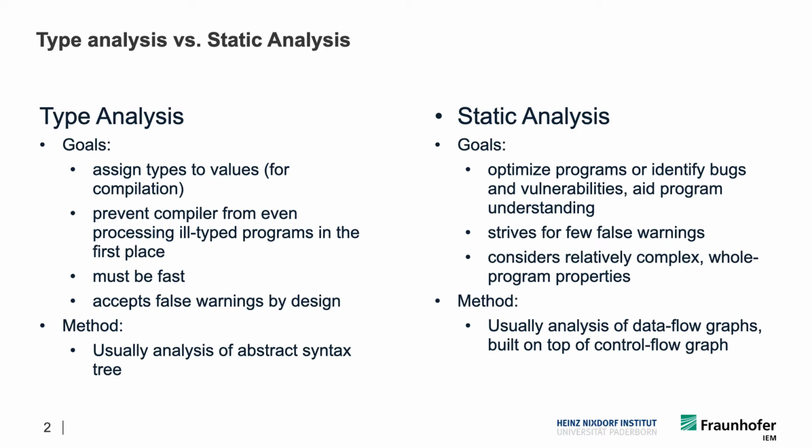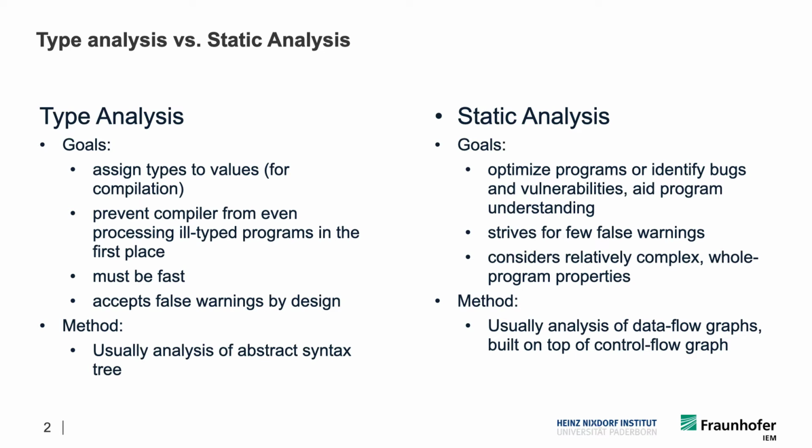Because this is running before compilation, the design goal of type analysis is always that it should be very fast. So it should always execute within milliseconds or seconds in the worst case. As we will talk about in a few slides, this also means that we have to accept some false warnings by design. So type systems are usually designed in a way that they definitely prevent any type errors at compile time, or at least most of them. But they accept that they might also generate warnings in cases where the program would actually type correctly at runtime.